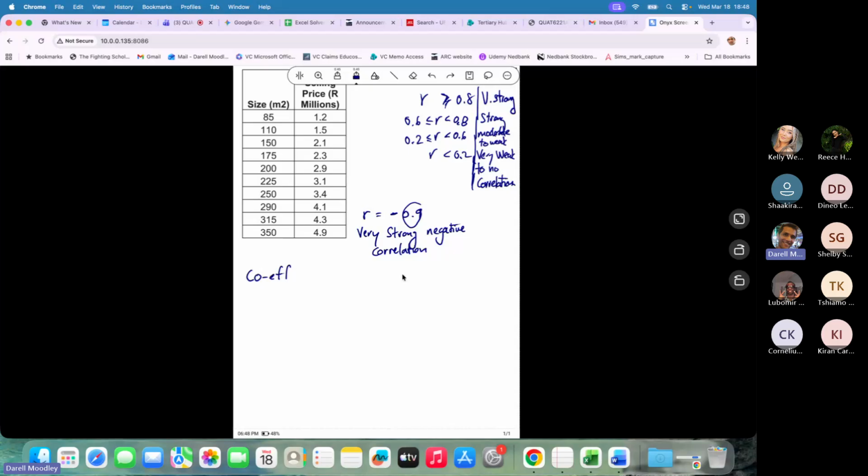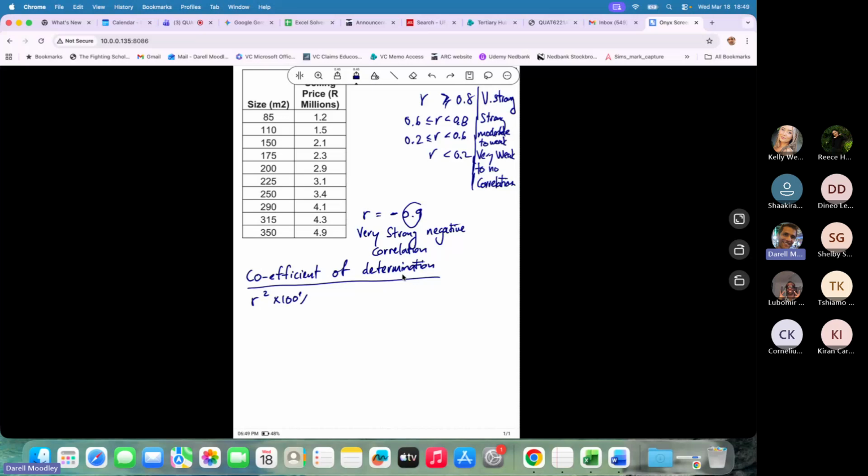So it's the coefficient of determination, and I'll explain what that is. If you're ever asked for this, all they're asking you to work out is r squared. Just take your r and square it and convert it to a percent. That's all you have to do.